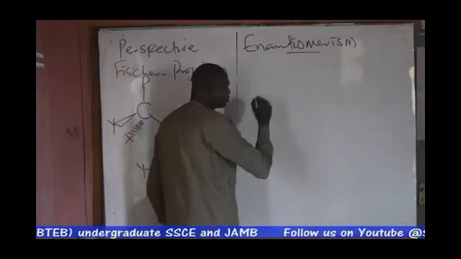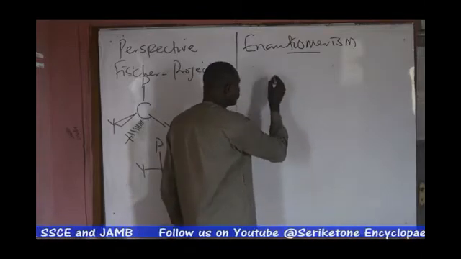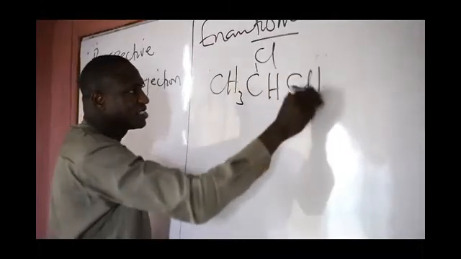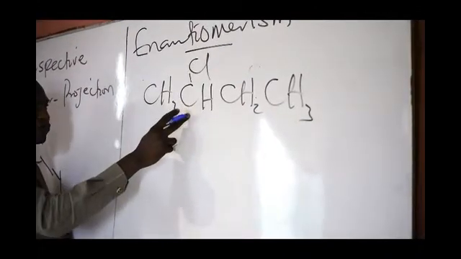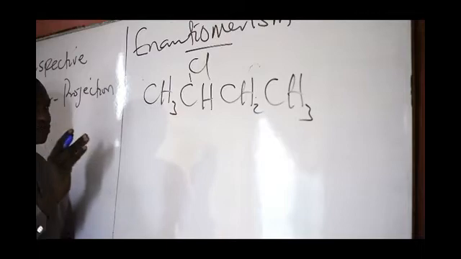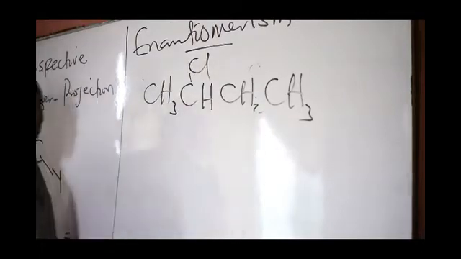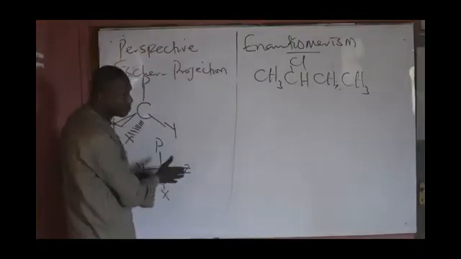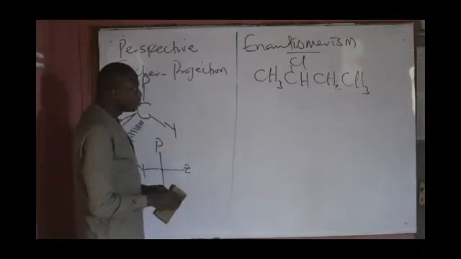So let's look at 2-chlorobutane. 2-chlorobutane is CH3, CHCl, CH2, CH3. Of course, this molecule has a chiral carbon, and that is carbon 2. On carbon 2, you have 4 different groups attached to it. There is a methyl group, there is a hydrogen atom, there is a chlorine atom, as well as an ethyl group.